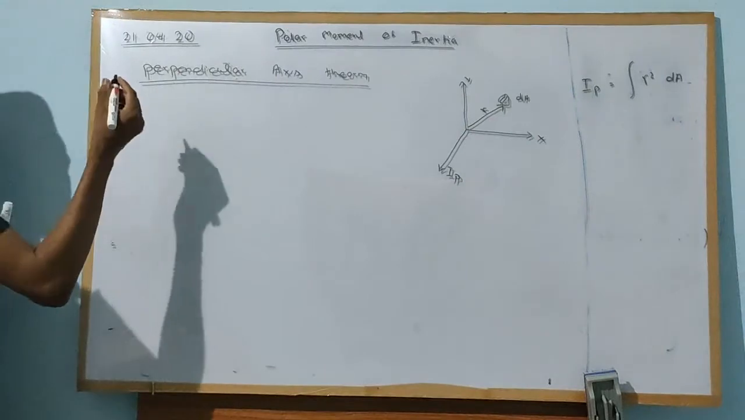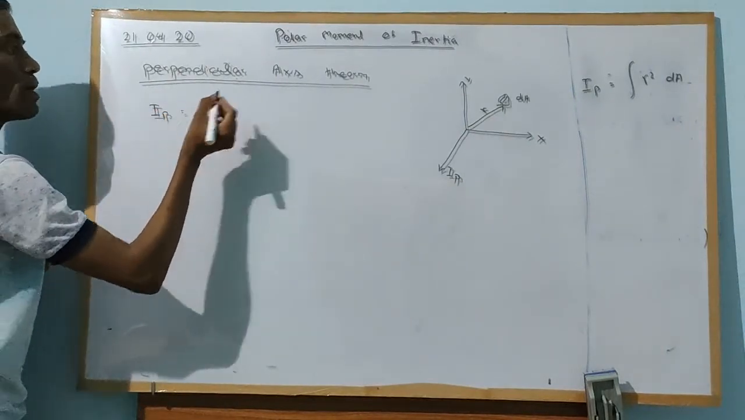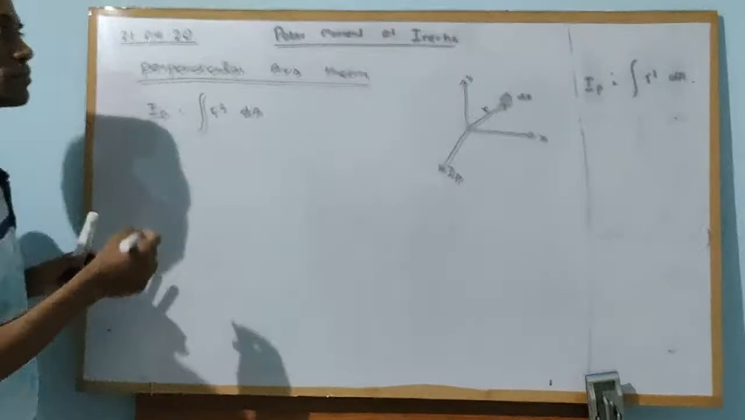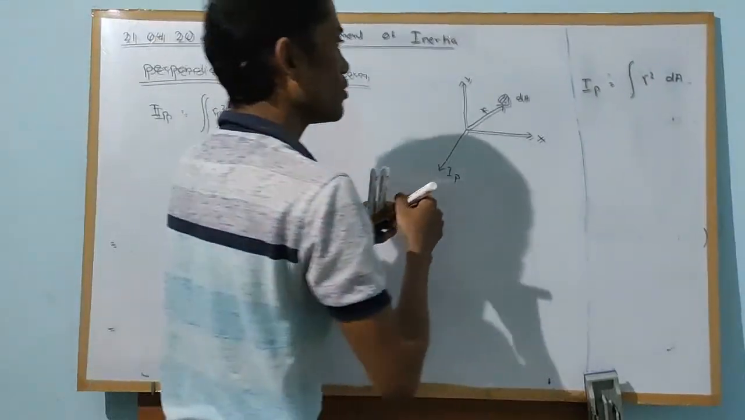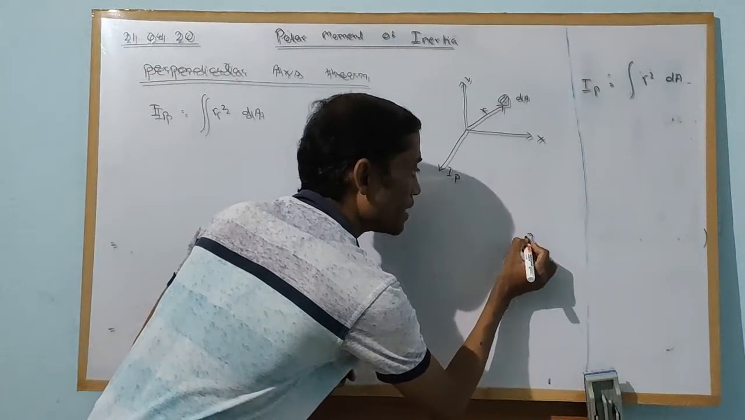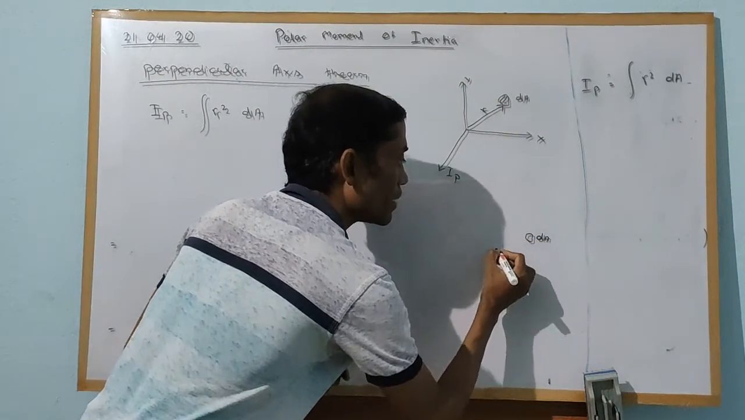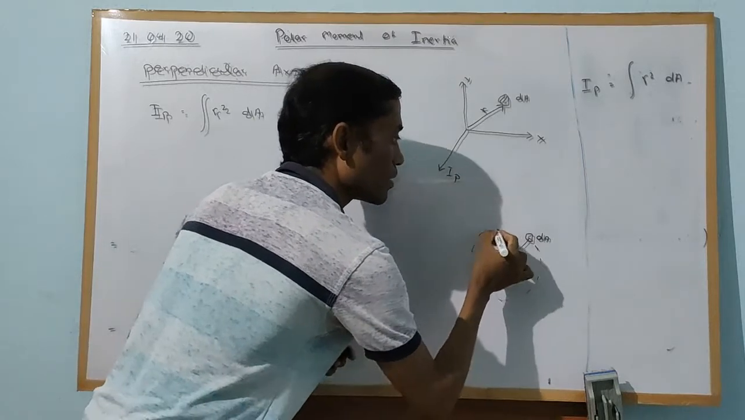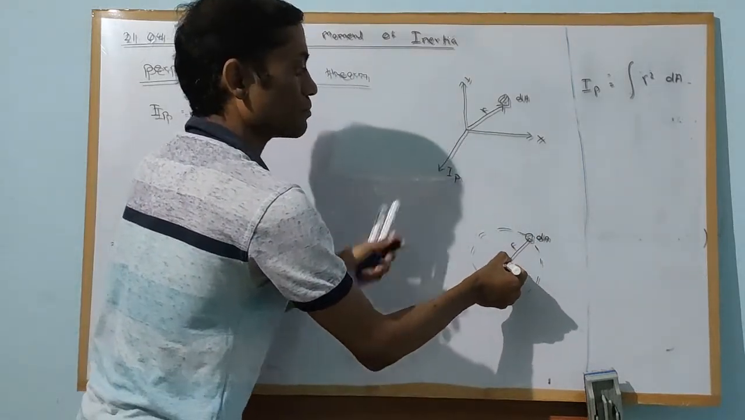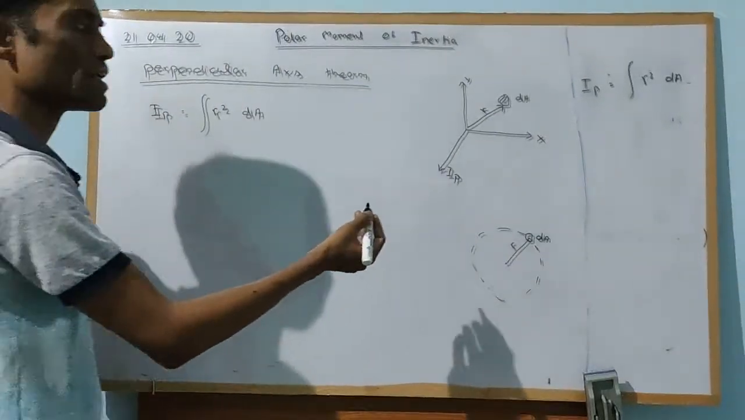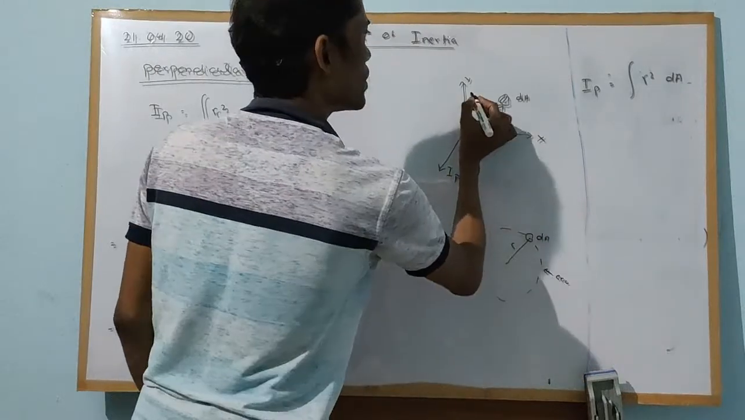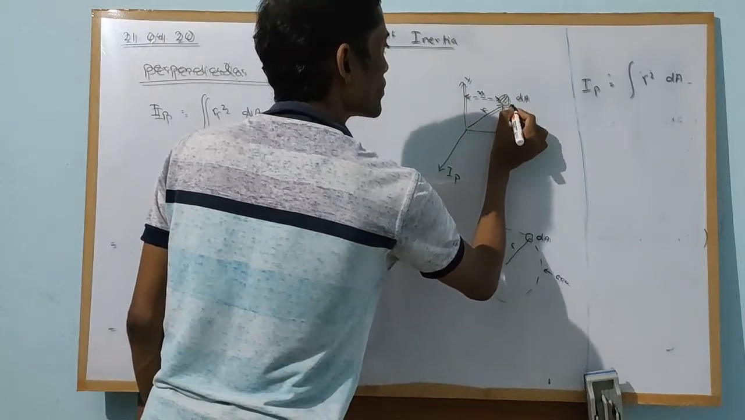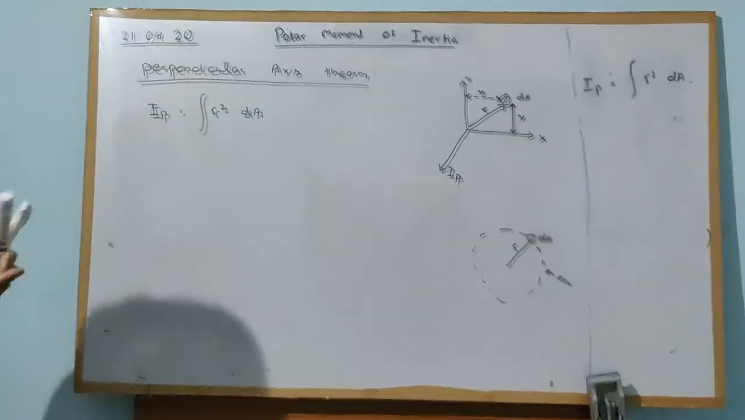Then I can say my IP, according to the mathematical formula, is the integration of r square dA. Now say this formula, this is the area dA. Now it is rotated at a radius r about the axis. This is the IP axis. Same diagram. Now when it's rotating, it creates a circle. Let's say this is x, and this coordinate is y. That means the coordinates of dA are x and y.